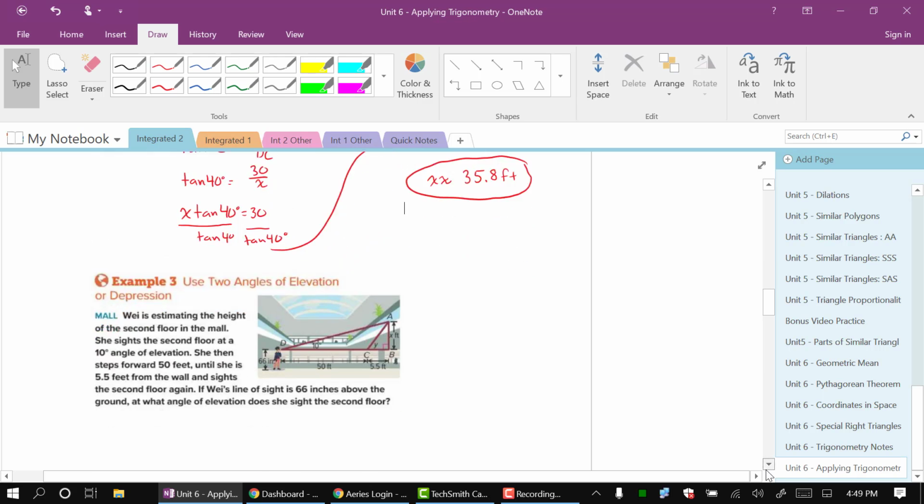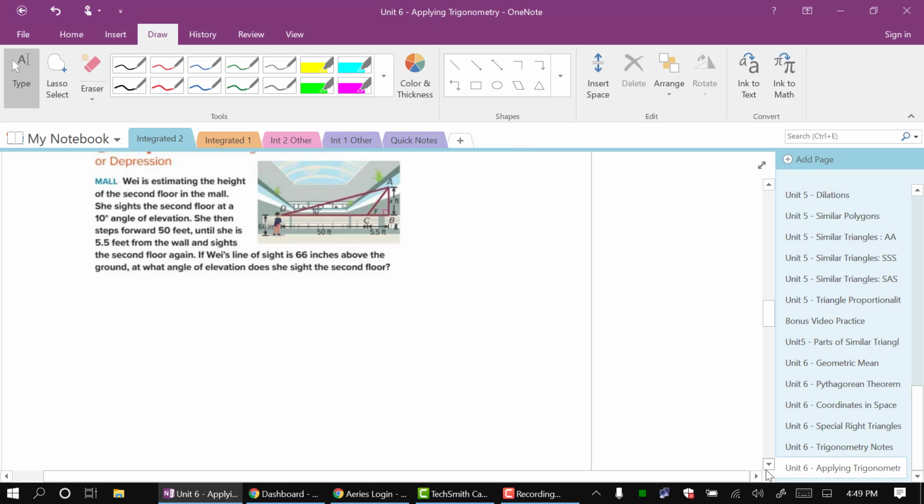Let's take a look at example 3. So in example 3, we have two different triangles. We have triangle ABD, and we have triangle ABC. So what we want to do is solve for our unknown. So let's start off with triangle ABD. So here we have 10 degrees right here. Opposite this is our AB, which is our unknown. And then we have that this whole thing down here is 50 plus 5.5, so 55.5.